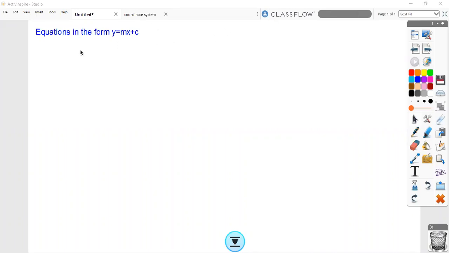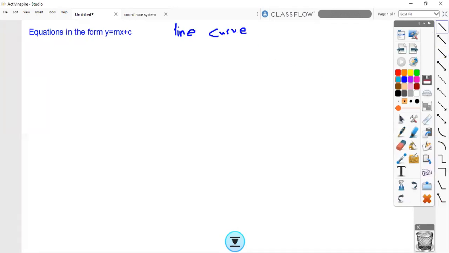Today we are going to study equations in the form y is equal to mx plus c. And before this, let's talk about something. We have line and we have curve. Now a line will always be in this form, and this is the line. This one is a curve. Do you see? There is a difference between line and curve.